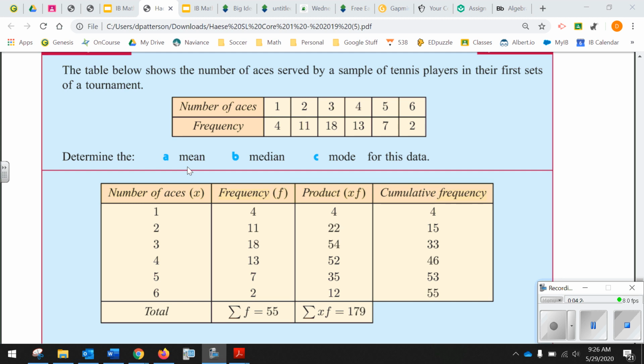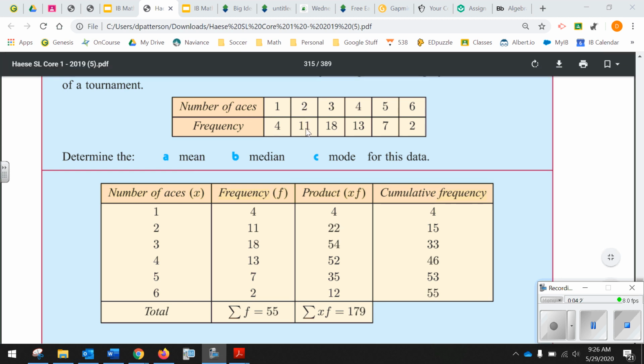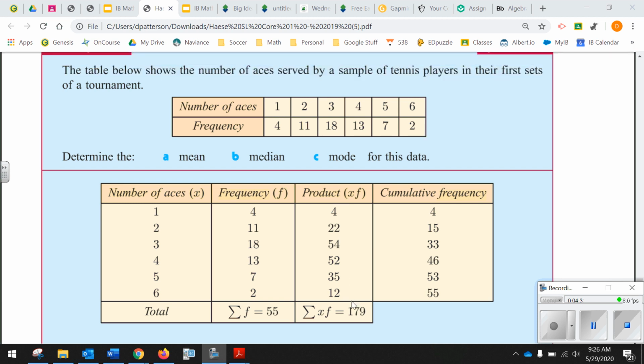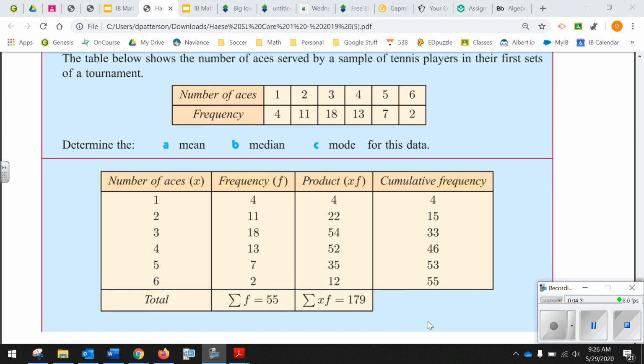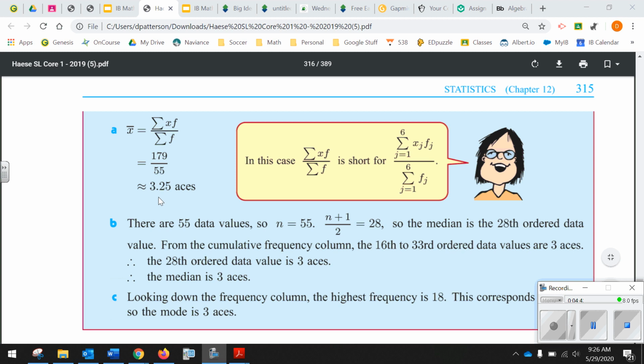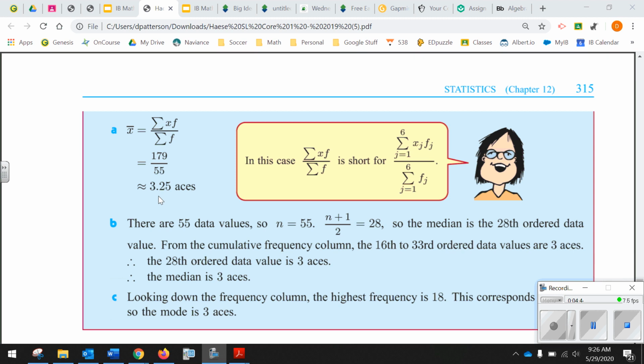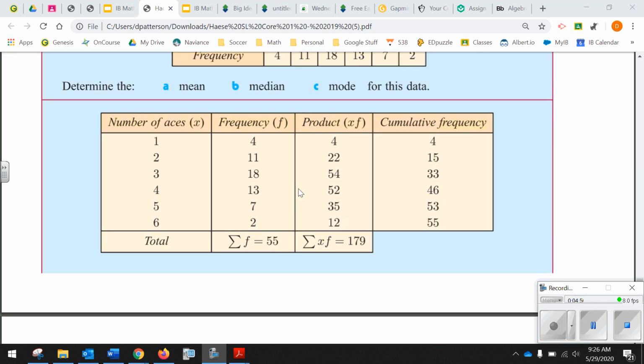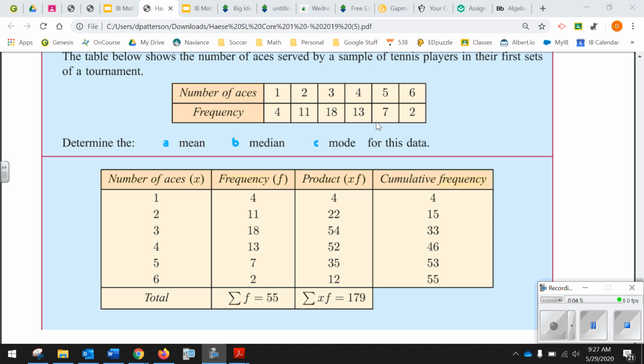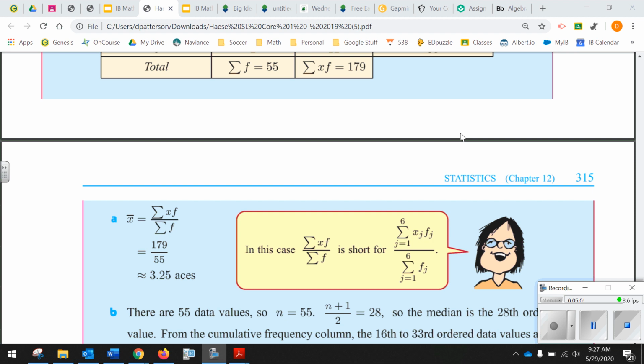To talk now about A, the mean, I'm going to do 1 times 4 plus 2 times 11 plus 3 times 18, etc. on out. And when I do that, I end up getting 179. And therefore, the mean is just going to be 179 divided by 55, which is also very close to 3. It ends up being 3.25. So in this case, we find that the mode and the median are both 3, and the mean is 3.25. So they're all very close together, which, as we'll see in just a little bit, kind of makes sense because this distribution starts out small, increases and then decreases again. So we have that kind of symmetrical distribution.